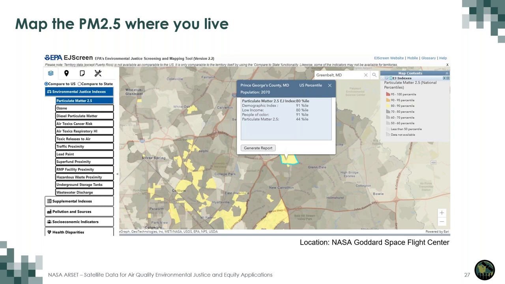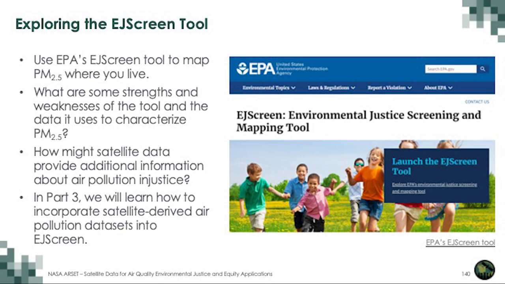Just go to this website, load up PM 2.5 in your area, and think about what are some strengths and weaknesses of the tool and the data it uses to characterize PM 2.5? And how might satellite data provide additional information about air pollution and justice? It's not a required homework exercise, but just if you'd like more information, I think it's a useful approach to thinking about how satellite data can advance your work and your understanding of air pollution and justice. In part 3, we'll learn how to incorporate satellite-derived air pollution datasets into EJ Screen.